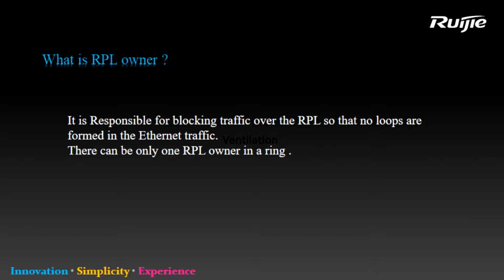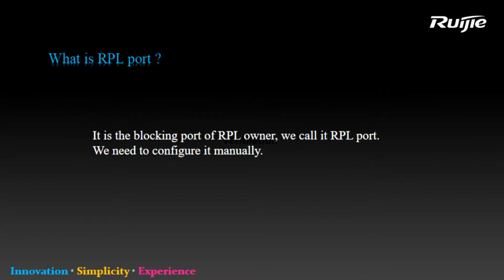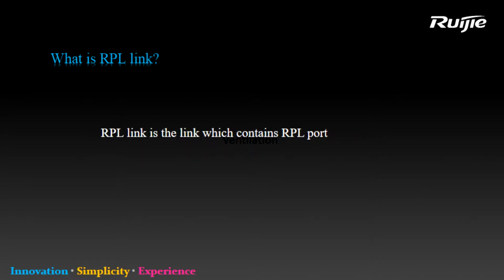RPL is short for ring protection link, and RPL owner is responsible for blocking traffic over the RPL so that no loops can be formed in the Ethernet ring, and there can be only one RPL owner in a ring. RPL port is the blocking port of RPL owner, and we need to specify and configure it manually. RPL link is the link which contains the RPL port, and we call it RPL link.